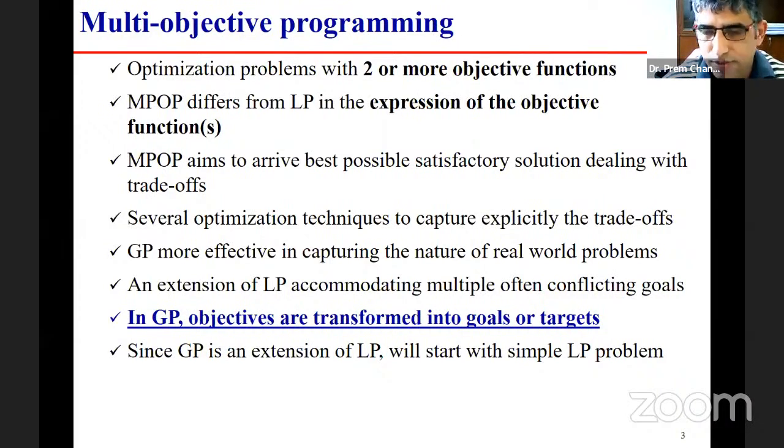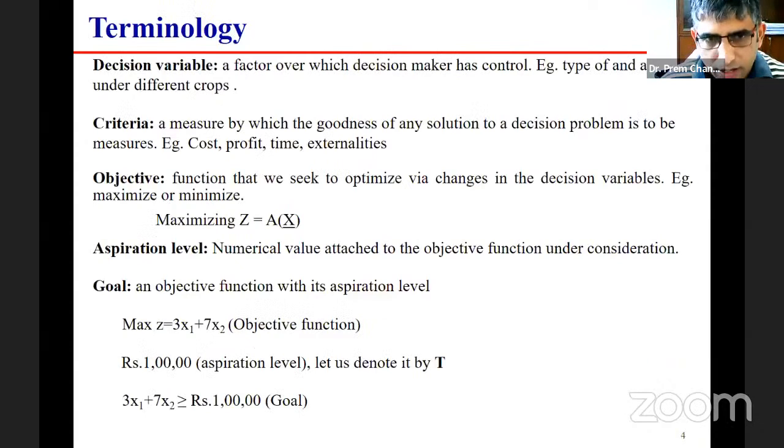So we convert our objective functions into goals and then solve it as an LP problem. So it is an extension of the LP problem. First we will formulate an LP problem and then transform it into a goal programming problem so that you get a better idea. But before that, let me recap some concepts about goal programming or multi-objective programming.